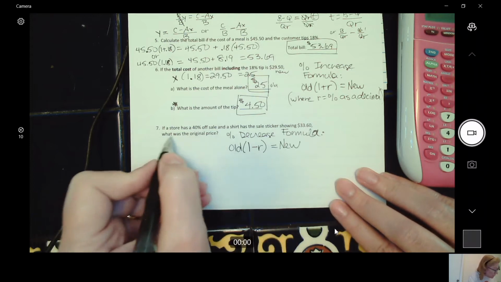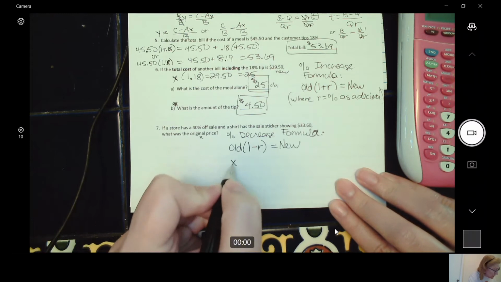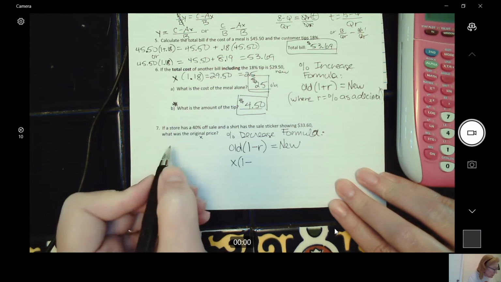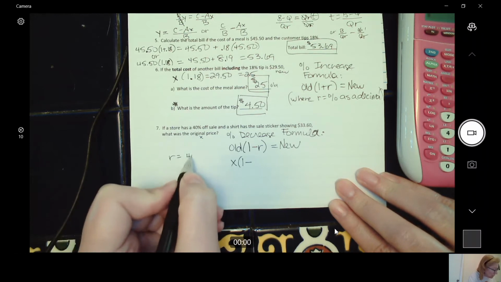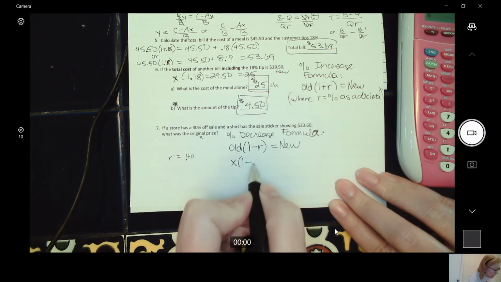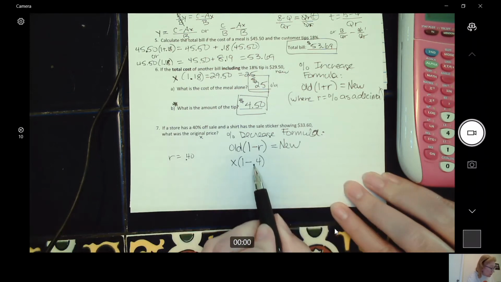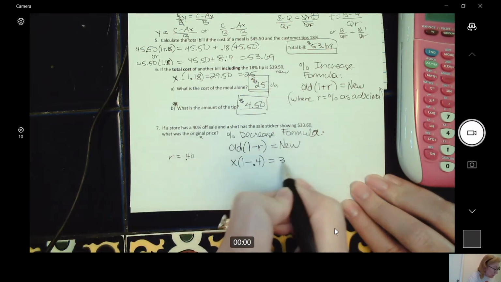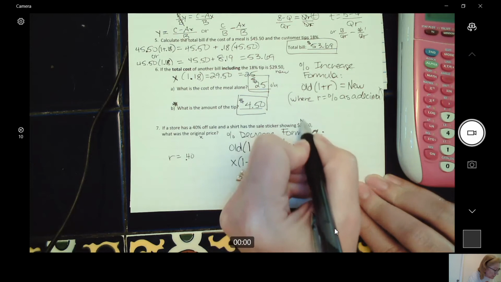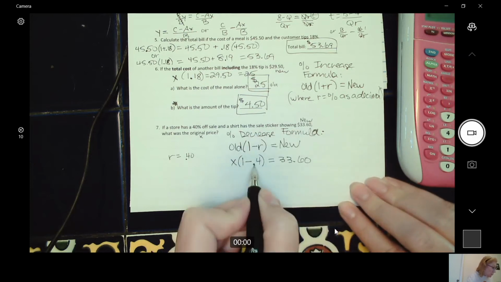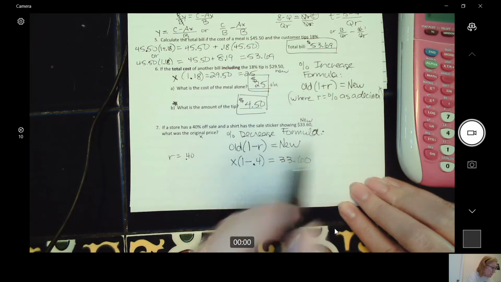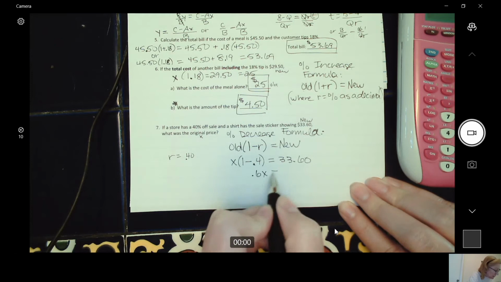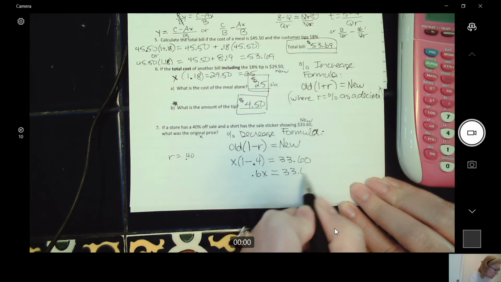So now it says, what was the original price? So I don't know what that is. So that's going to be my X. It's going to be 1 minus, what was the percentage? 40% as a decimal means my rate is going to be 0.4. So there's taking off 40% right there, subtracting 40%. And that's going to equal my new sticker amount, $33.60. That's my new amount. Okay, so this is what, remember when I said if you take off 40%, you're left with 60%? That's what this is going to do. 1 minus 0.4 is 0.6. And X, just flip it around there, equals $33.60.